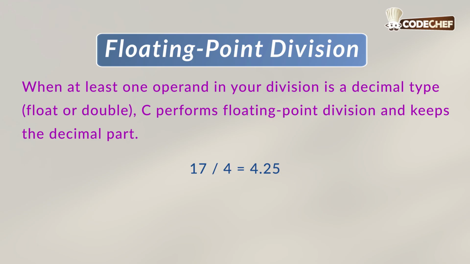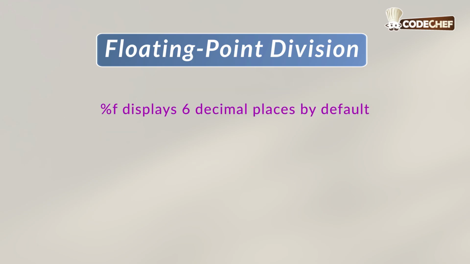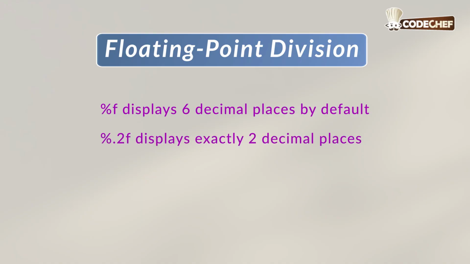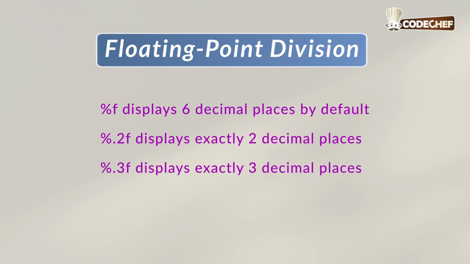Even if just one number has a decimal point, you get floating point division. You can also control how many decimal places are displayed using format specifiers. Here, for example, %f displays 6 decimal places by default. %0.2f displays exactly 2 decimal places and %0.3f displays exactly 3 decimal places. Let's see this in action with a speed calculation example.